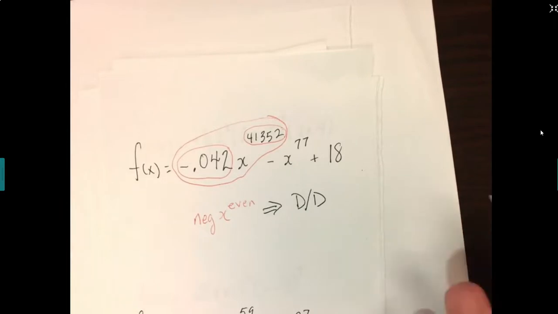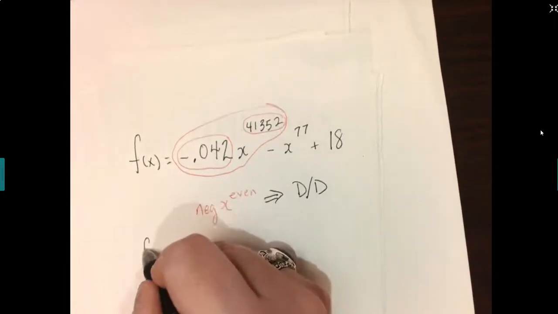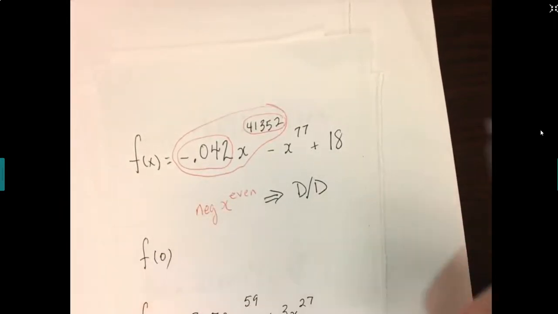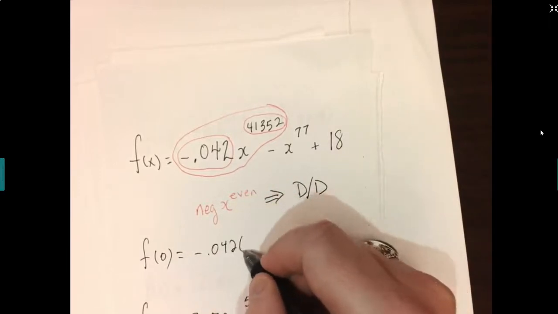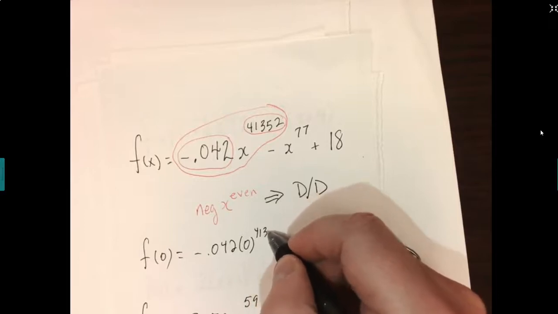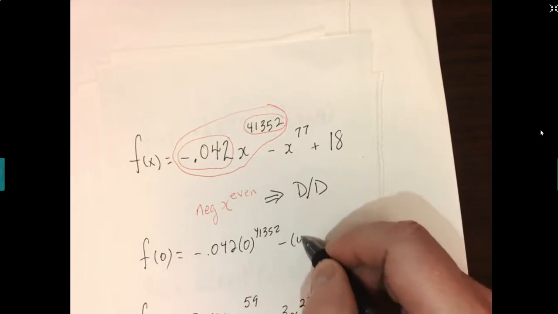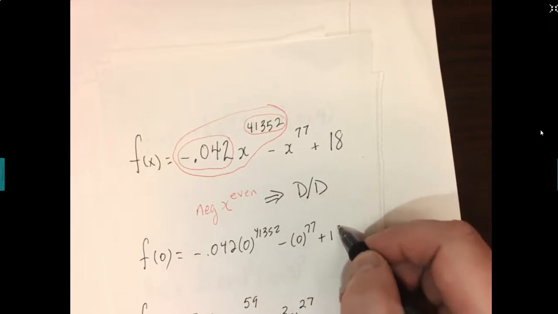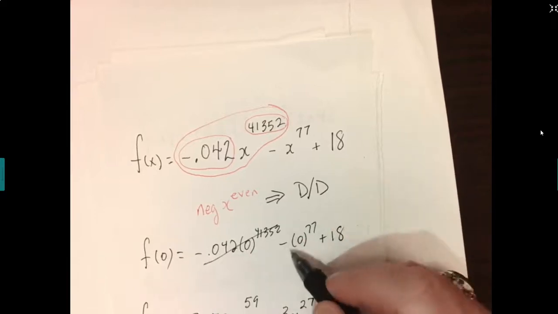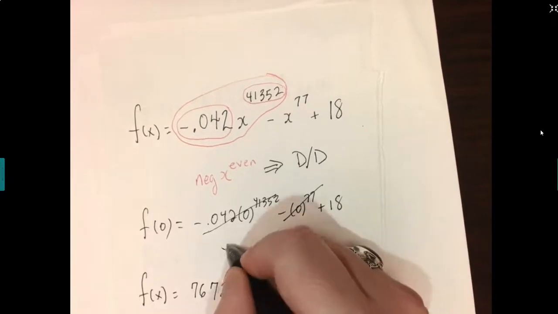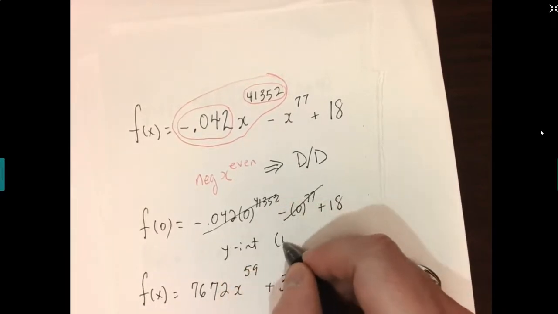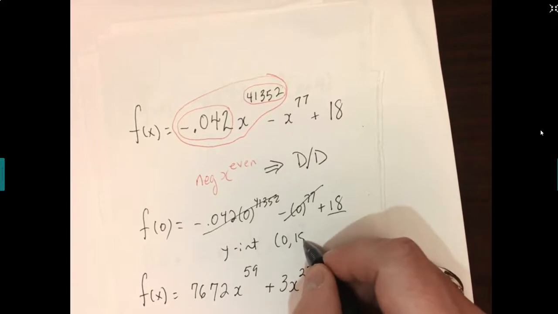And if we want to find the y-intercept, we just evaluate f at 0. And so everywhere there's an x, you replace it with 0. And so these are just going to be 0. And so my y-intercept is the point (0, 18).